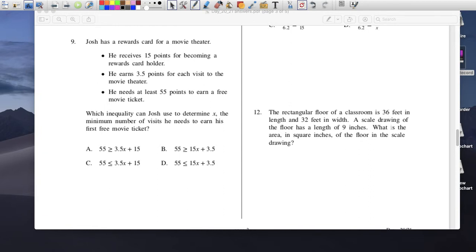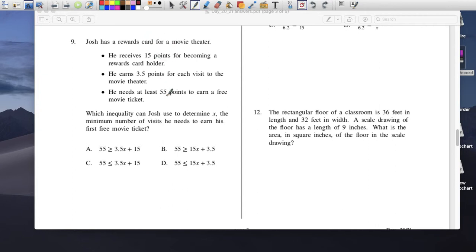Josh has a reward card for a movie theater. He receives 15 points for becoming a card member. He earns 3.5 points for each visit to the movie theater. He needs at least 55 points to earn a free movie. So every time you go to the movie theater, you get 3.5 points. You also got a bonus 15 points just for becoming a member.